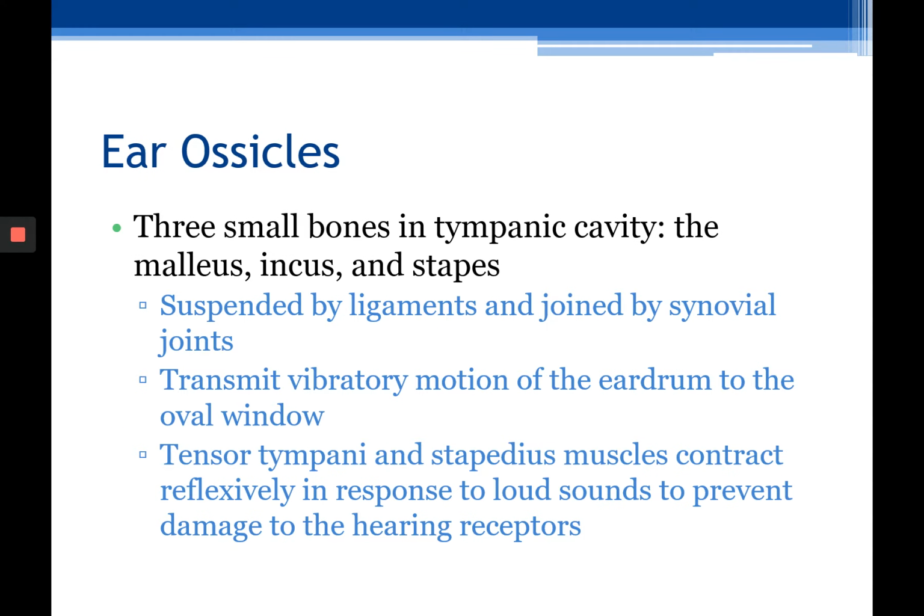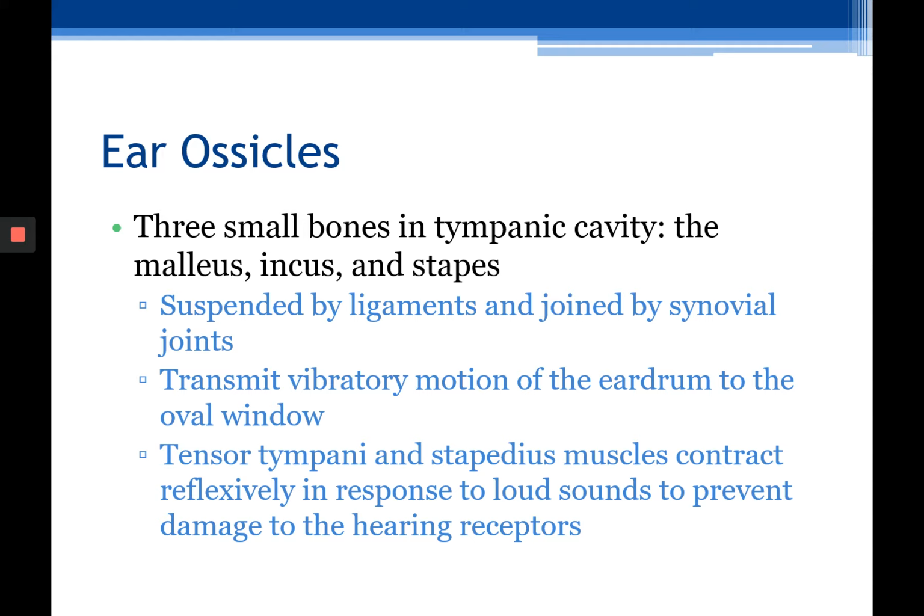Let's talk more about the middle ear. We have three auditory ossicles or ear ossicles. They're just small bones in the tympanic cavity. They are the malleus, incus, and stapes, and they are suspended in place by ligaments and joined by synovial joints. They do transmit vibratory motion of the eardrum to the oval window, and they have even tensor tympani and stapedius muscles, or muscles that contract reflexively in response to loud sounds in order to prevent damage to those hearing receptors.